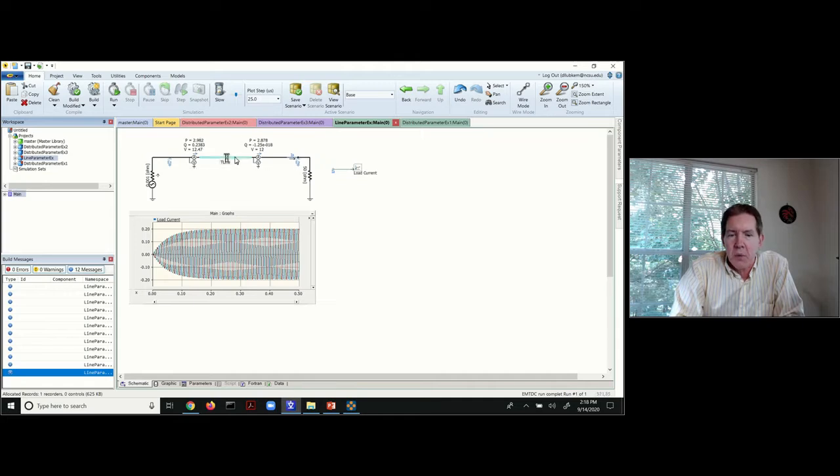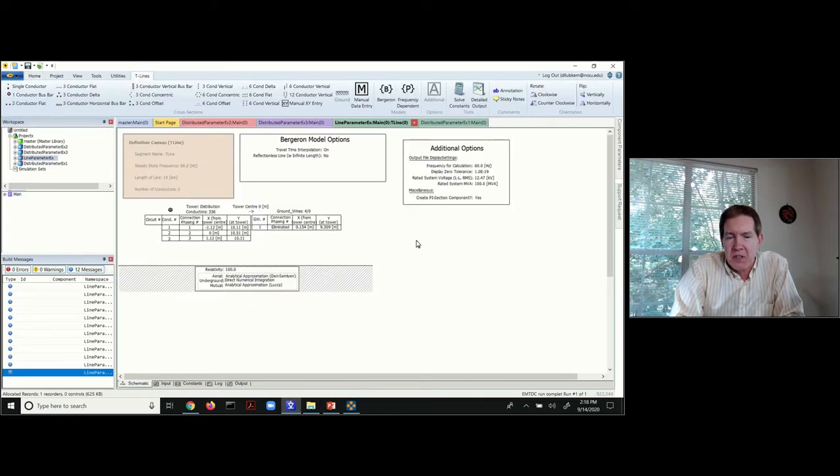But what I was using this for is to give you an example where, if you were going to type in the line construction information, specifying the Bergeron model with a 100 ohm meter ground plane, and you had a 10 kilometer line with 3 conductors, how could you have PSCAD do these calculations for you?